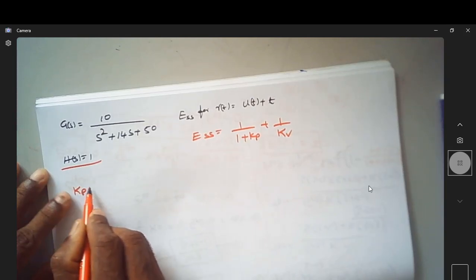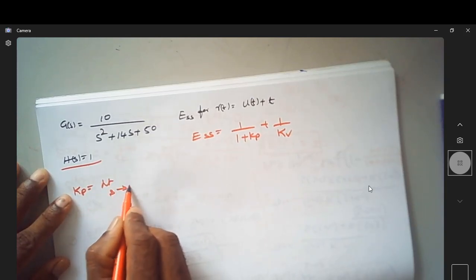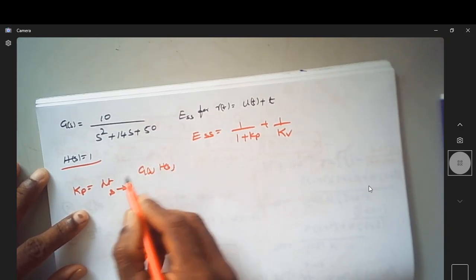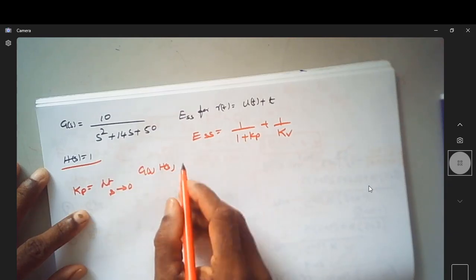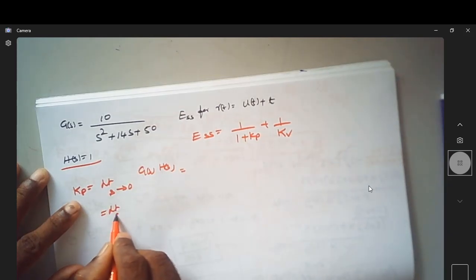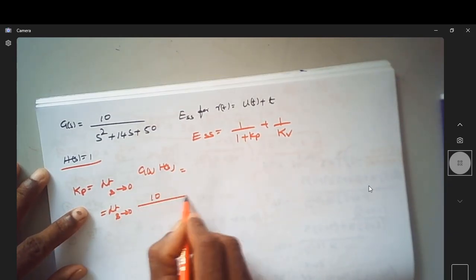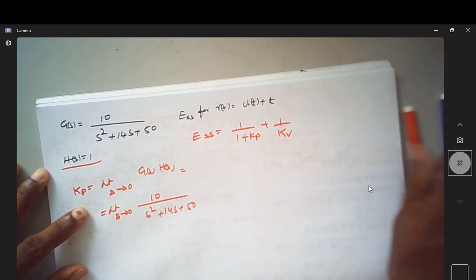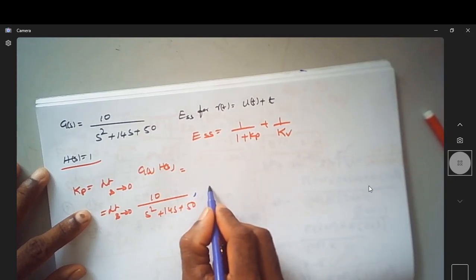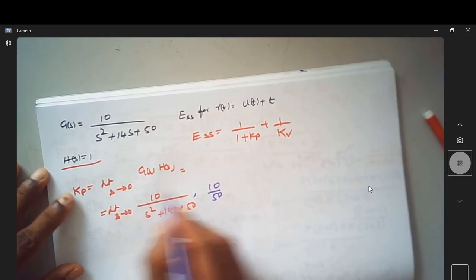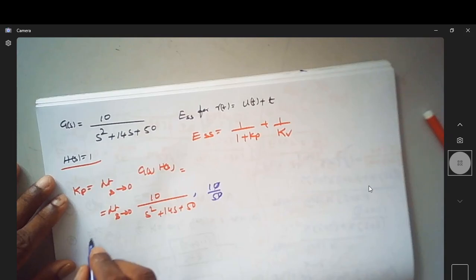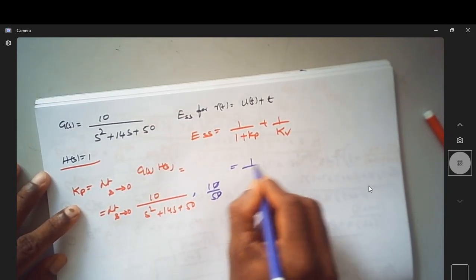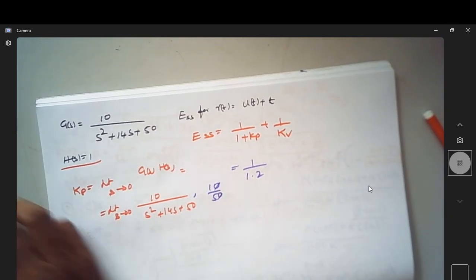So what is Kp? This is limit of s tending to 0 GFS into HFS. Of course HFS is 1. So if you apply that limit, it is limit of s tending to 0, 10 by s square plus 14s plus 50. When you apply that limit of s to 0, this will become 10 by 50. This will go off, it is 1 by 5. So Kp is now 0.2. So it is now 1 over 1.2.